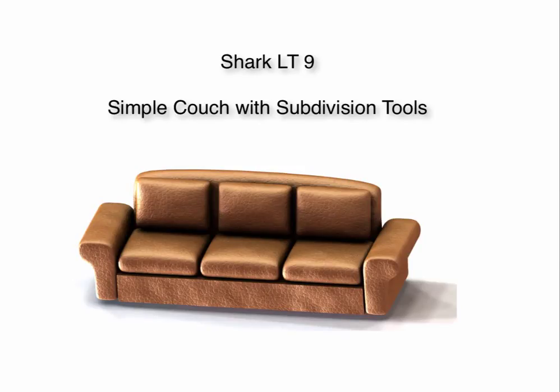Hi all, in this video we will look at modeling a simple couch using Shark LT9 with Subdivision modeling tools. Subdivision provides an intuitive push-pull interface to model and explore complex shapes pretty quickly. In this video we will model and render a two-seat couch, modify it into a three-seat couch, and render. Our approach will be to use simple block shapes which we will add loops as needed and push-pull into our desired shape.